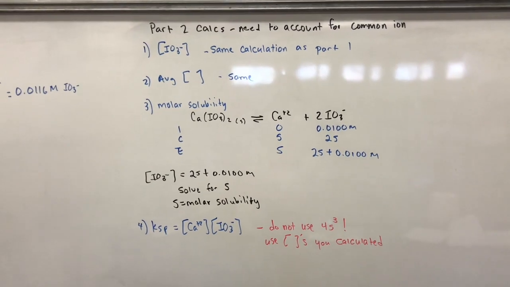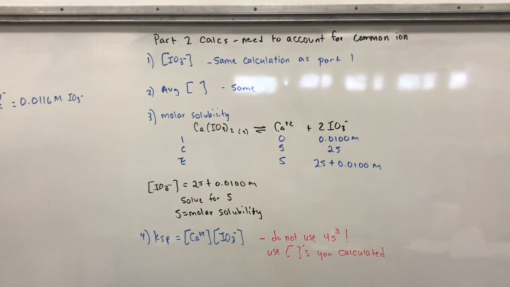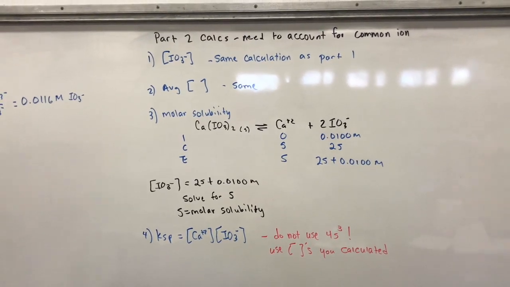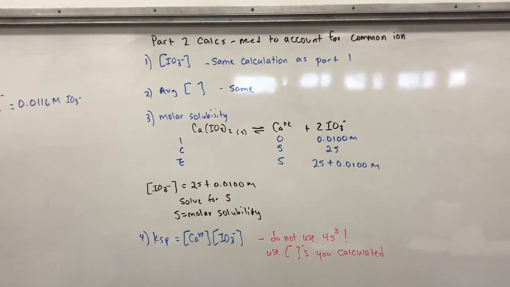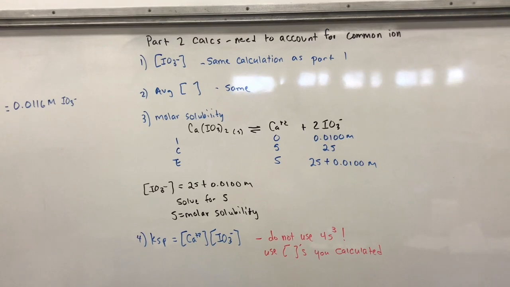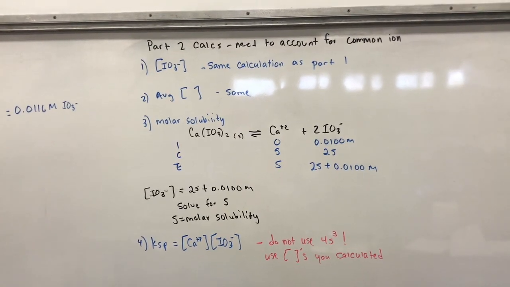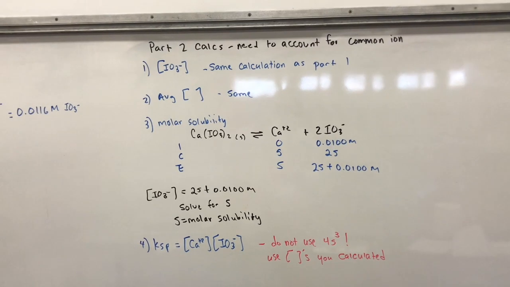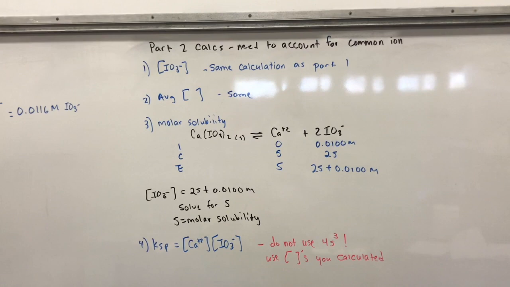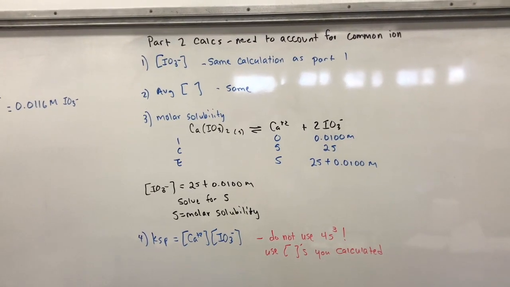We want to know how much of that iodate is coming from the dissolution of calcium iodate. So we're going to solve for S. We take our iodate concentration that we calculated from number 2, our average iodate, and that's going to equal 2S plus 0.0100. Solve for S, that's your calcium ion concentration, and that's your molar solubility. We can now plug in and solve for KSP.